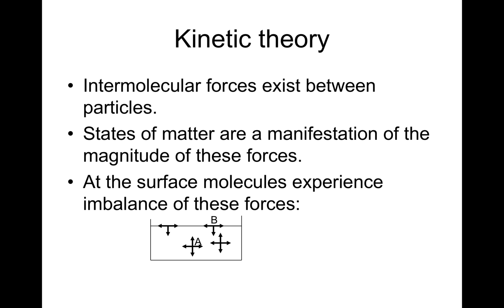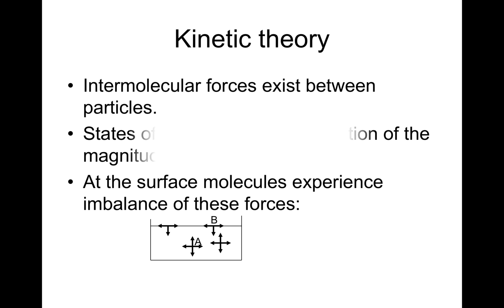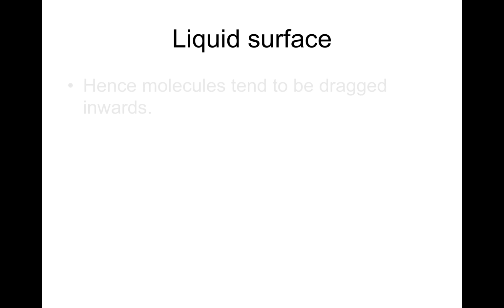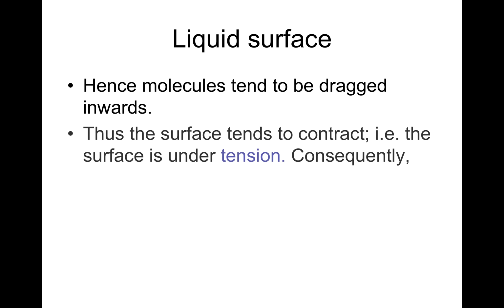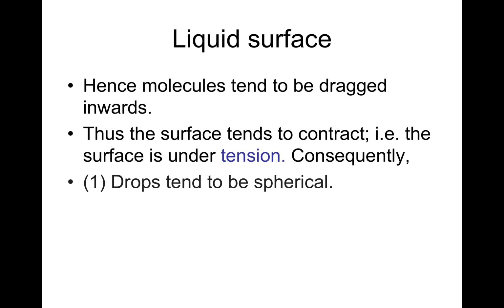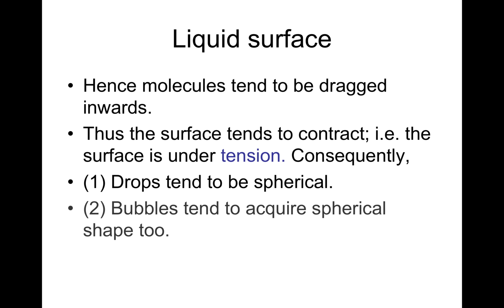So at the surface, molecules experience an imbalance of these forces. Hence, molecules tend to be dragged inwards. Thus, the surface tends to contract, i.e., the surface is under tension. Consequently, 1. Drops tend to be spherical. 2. Bubbles tend to acquire a spherical shape too.